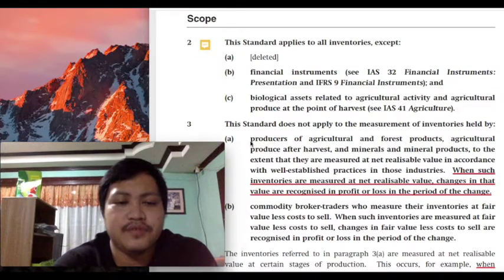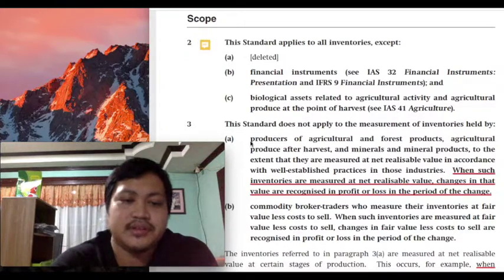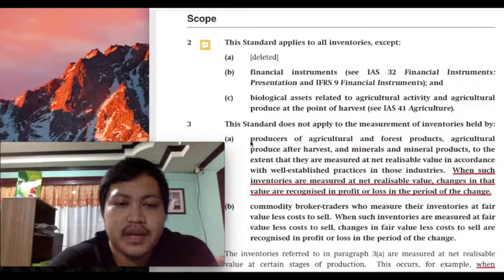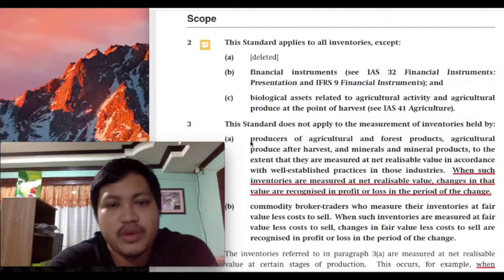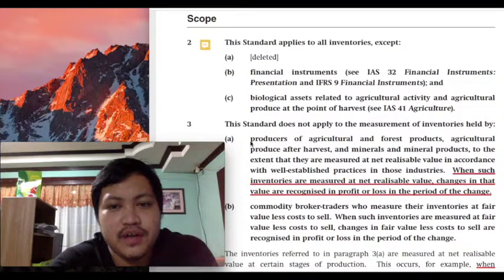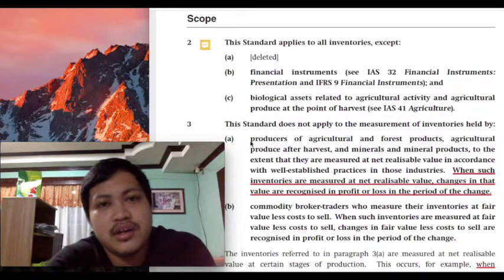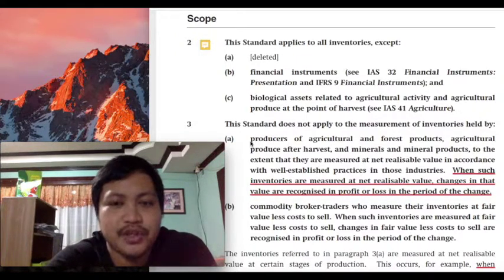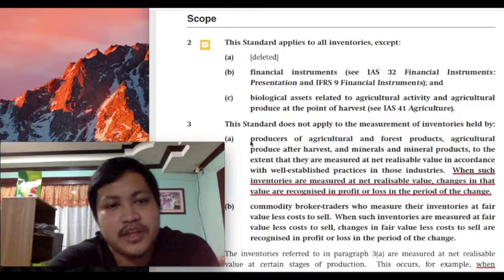As to the scope, class, obviously, the scope of PAS 2 is with regard to inventories. But there are certain types of inventories, class, that are expressly exempted from the coverage of PAS 2. We have actually 3. You have your financial instruments, your biological assets, and your agricultural produce at the point of harvest. But the standard lumps together your biological assets and your agricultural produce because they are governed by the same standard, which is PAS 41.